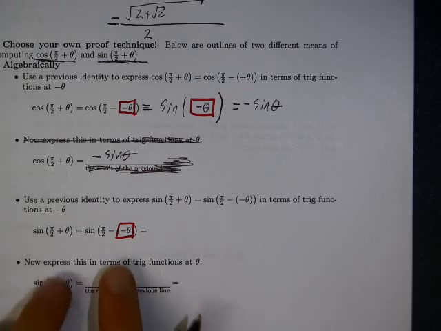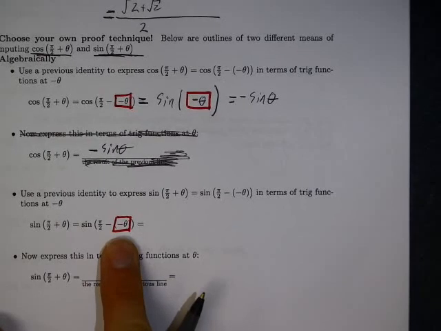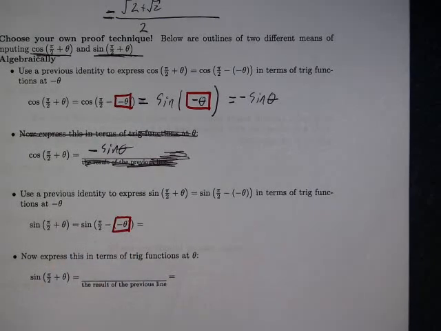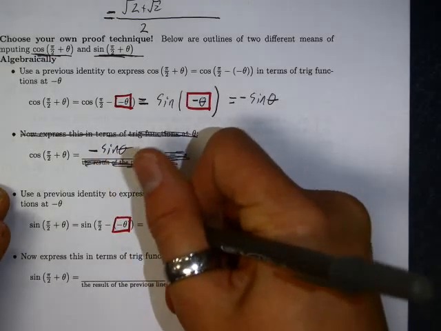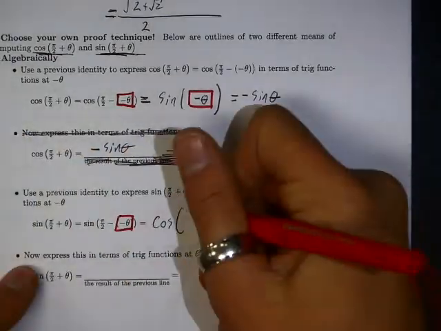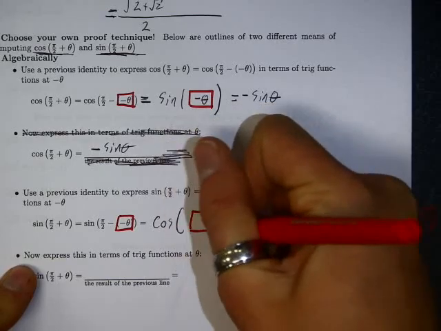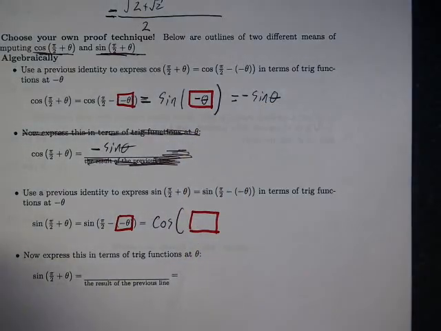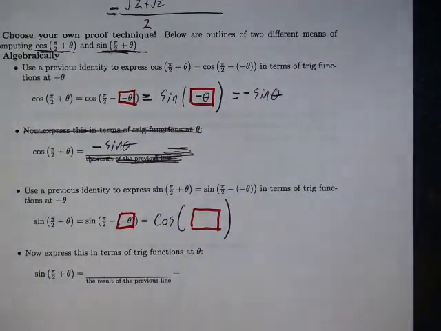So the first thing I see is pi over 2 minus a thing inside of a sine. So I look up here. I see sine of pi over 2 minus a thing is cosine of that thing. So this will become cosine of the thing in a red box. And now I'll remember what the thing in the red box was. What was the thing in the red box?